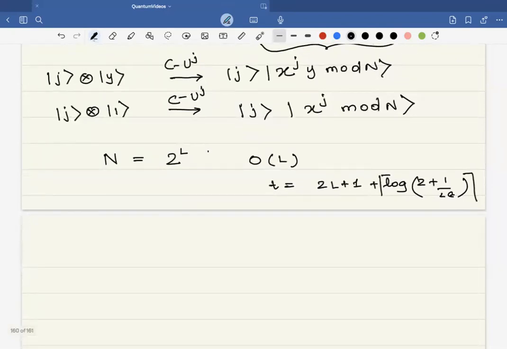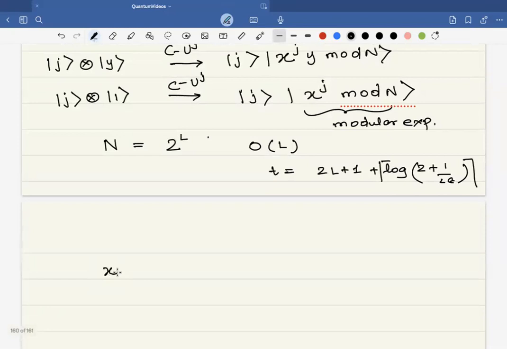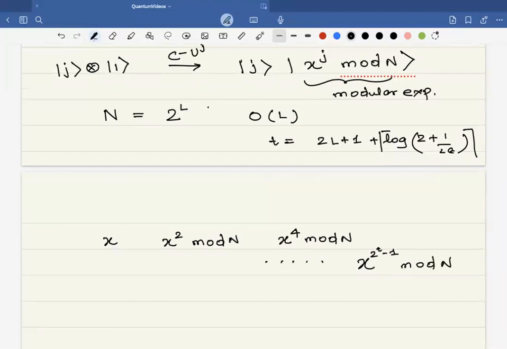Now, how do I implement this X to the J, which is called the modular exponentiation? I know that I can implement X squared mod N just by squaring. Then I can also implement the square of this, which is X to the power 4 mod N, and so on. I can go right up to X to the power 2 raised to T minus 1 mod N. It turns out that each of these squaring operations requires only order L squared basic operations. There are roughly T of them, and each of them requires order L squared basic operations.